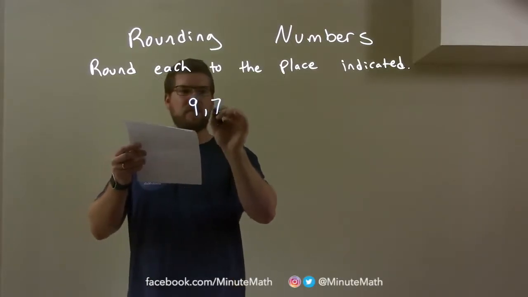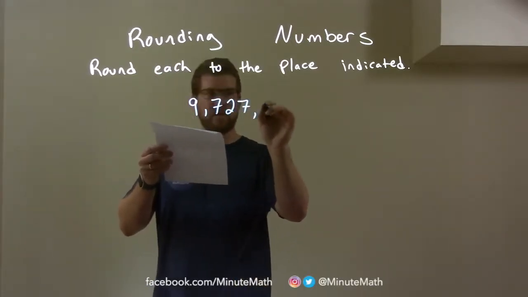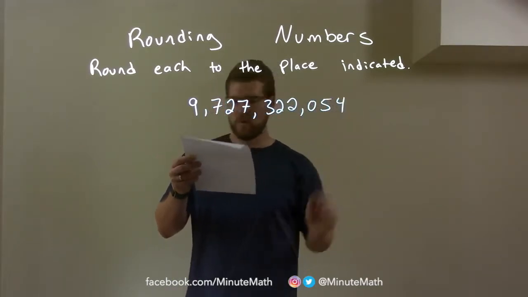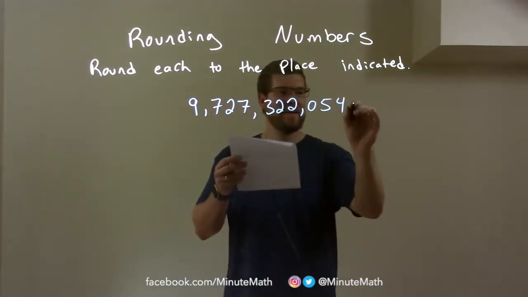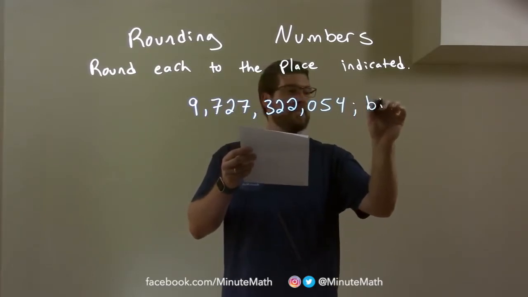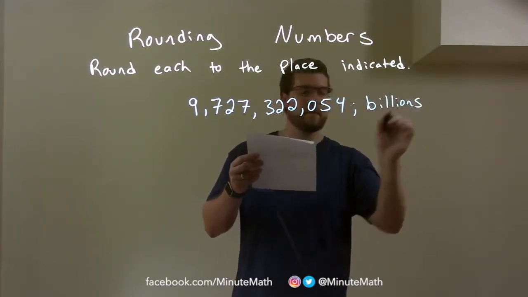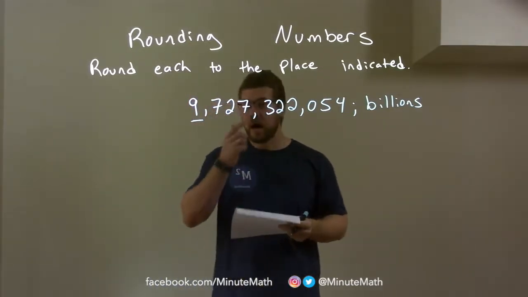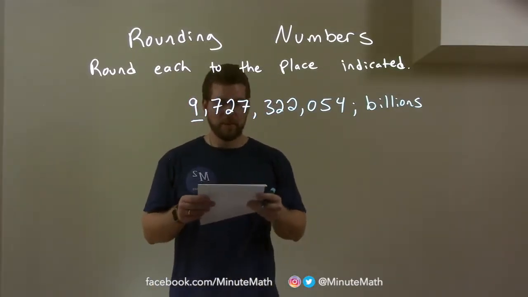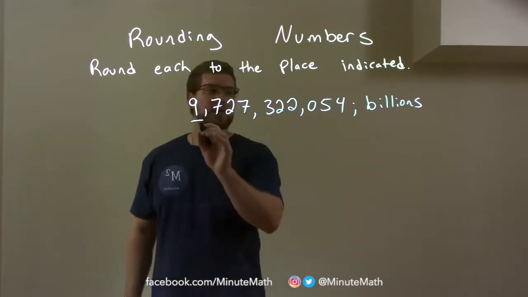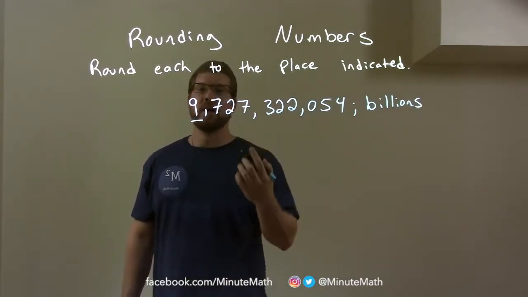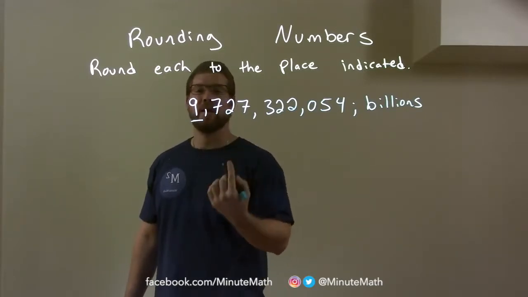9, 7, 2, 7, 3, 2, 2, 0, 5, 4. Okay? And we're rounding that in the billions. Billions. So the billions place is right here at this 9. Okay? It's our billions place. So I look to the right of a 9 and I see a 7. That 7 is between 5 and 9, causing this 9 to round up.